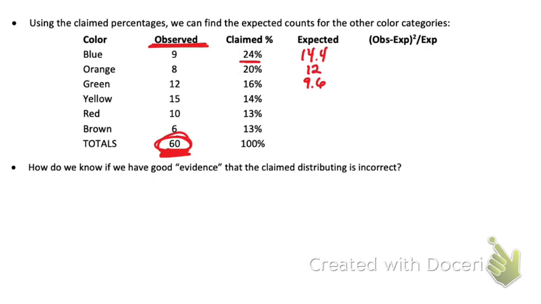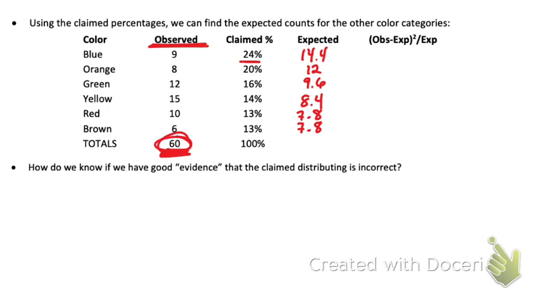All right, 16% of 60 is 9.6. Did we get 9.6 greens? Nope. All right, 14% of 60 is 8.4. Did we get 8.4 yellows? Nope. 13% of 60 is 7.8. Did we get 7.8 reds? Nope. And 13% brown, 7.8.